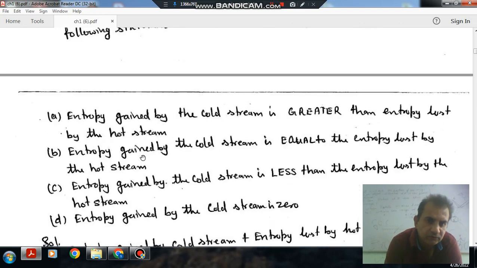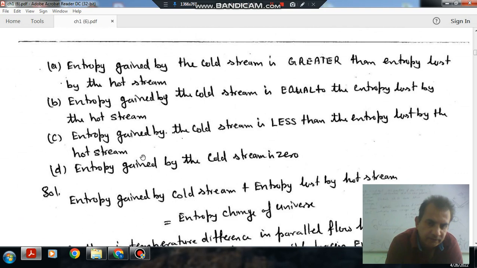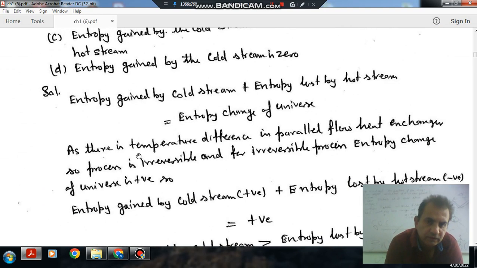So in any process, the entropy gained by the cold stream, that is the system, and the entropy lost by the hot stream, that is the surrounding, should be equal to the entropy change of the universe, and the entropy change of the universe is positive for an irreversible process. As a temperature difference exists in the parallel flow, because there are T in and T out for cold and hot both, the process is irreversible, which means the entropy change of the universe should be positive.